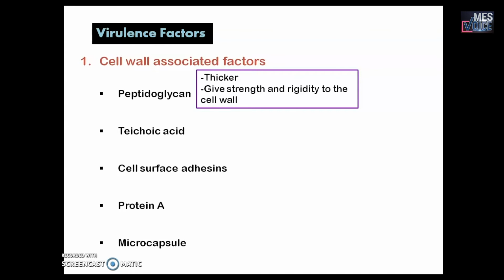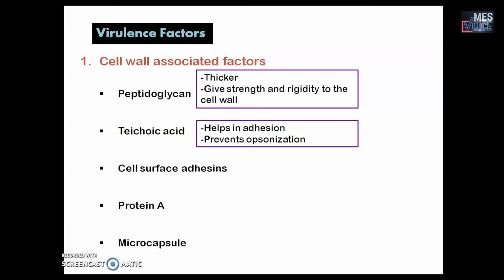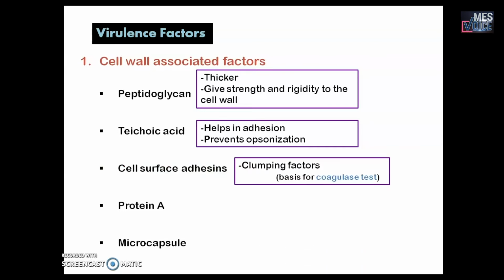Coming to the peptidoglycan, they have a thicker peptidoglycan layer and it gives strength and rigidity to the cell wall. The second one is teichoic acid. It helps in the adhesion and prevents opsonization. Next one is cell surface adhesins. It constitutes clumping factors which form the basis for the coagulase test.